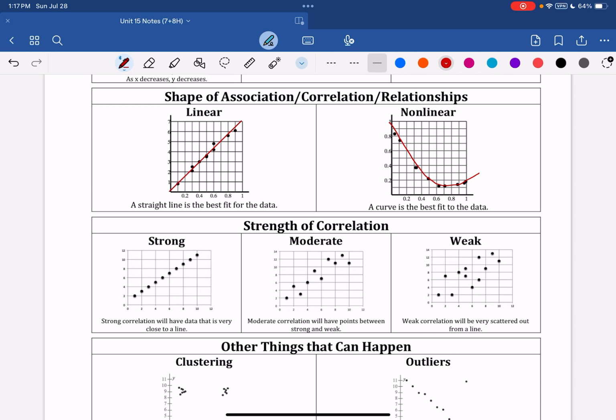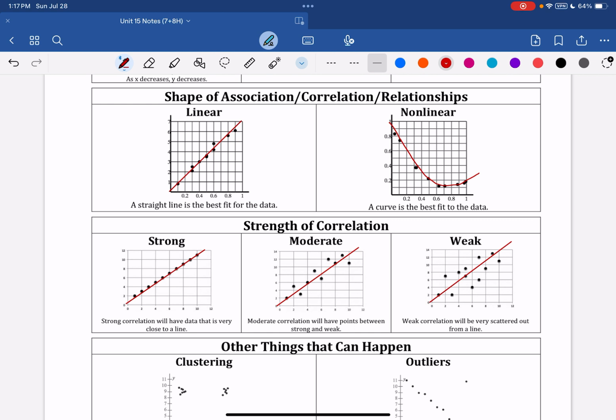A strong correlation, if we put a line or a curve in there, is when the dots are really close to that line. We can talk about moderate, where the dots are kind of close to the line. And then weak, where it's kind of a line, but the dots are not super close to it.